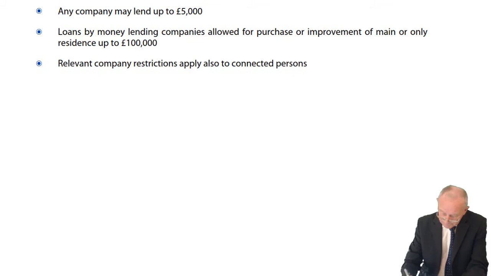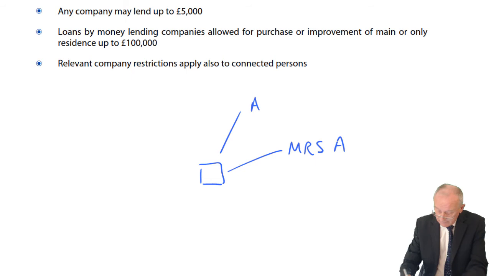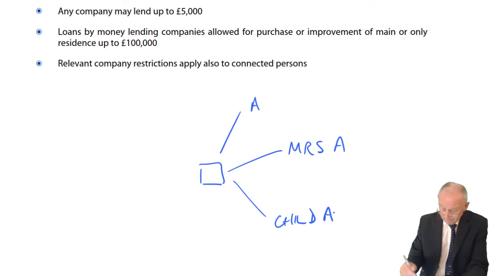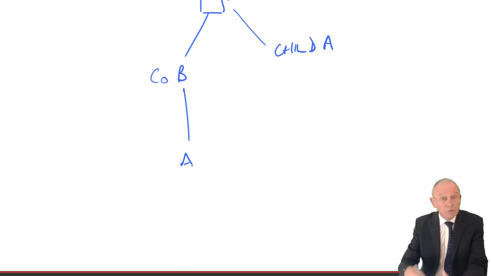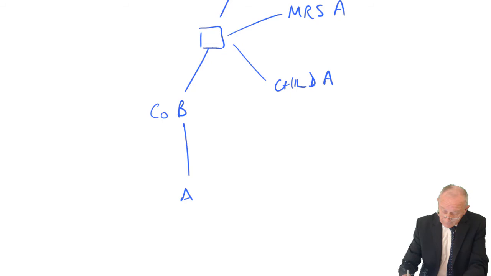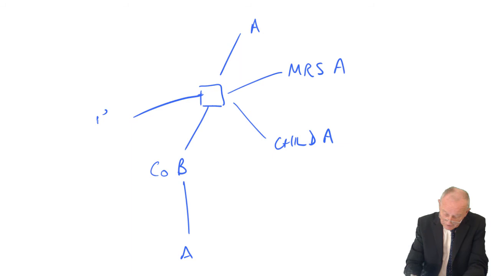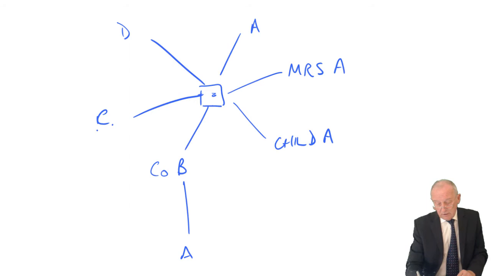There's our company. There's Director A. There's Mrs. A, who's not a director. There's Child A. Again, not a director. There's Company B, and Company B has a director called A, who's the same person who's a director up here. Okay. So we've got here Director C and a Director D, and the company can't guarantee a loan that C has taken from the bank. The company's not able to guarantee that.